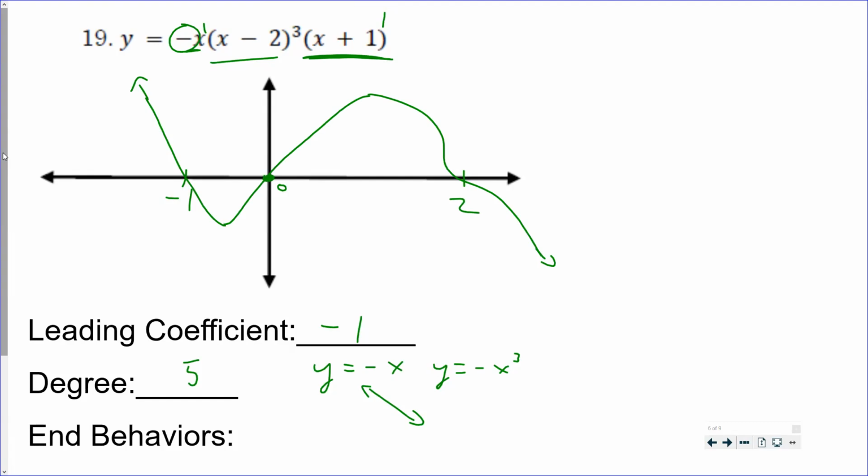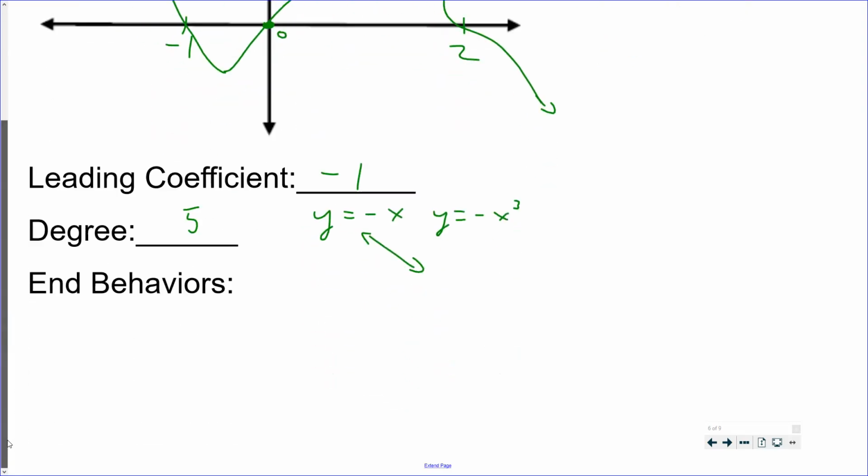Does that make sense? Any questions about that? Good. So 0 comes from this negative x right here. Anytime you have an x, remember x is the same thing as saying x minus 0. Same exact thing. So you have a y-intercept or x-intercept at 0. Any other questions about that? Are we good?